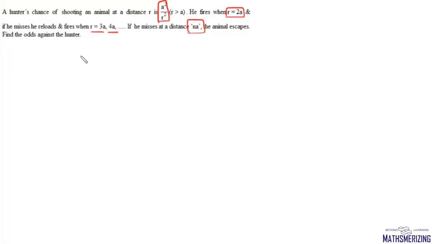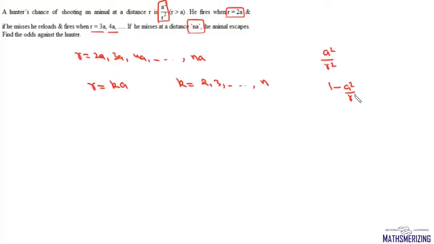Now in this question, the hunter fires at 2a, 3a, 4a, and it goes all the way up to na. Or we'll simply say r is equal to k into a, where the value of k starts from 2 and goes all the way up to n. The hunter's chance of shooting an animal at a distance r is a square by r square, and his chance of not hitting the animal will be 1 minus a square by r square. Now we'll find the probability that the hunter doesn't hit the target and the animal escapes.